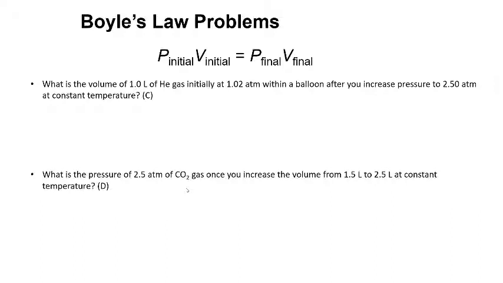Okay, first problem. What is the volume of 1.0 liters of helium gas initially at 1.02 atmospheres within a balloon after you increase pressure to 2.5 atmospheres at constant temperature? And that C again is my code for my key.